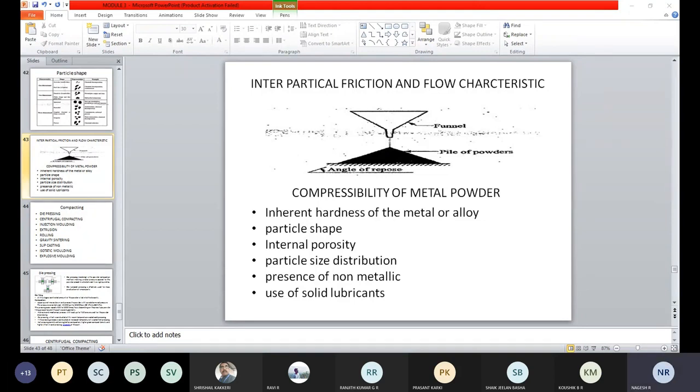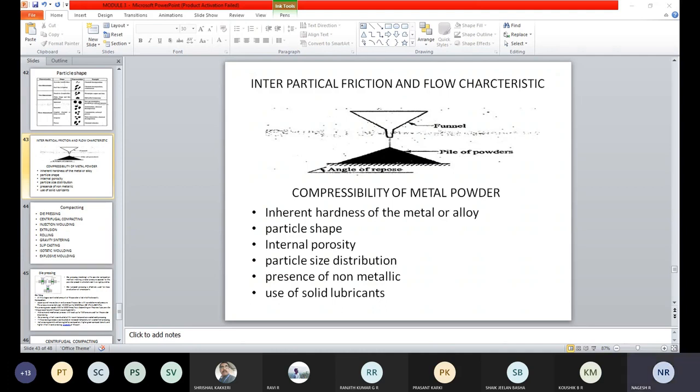In this inherent hardness of the metal or alloy, the powder particles undergo considerable deformation. Here the powder particles undergo deformation during pressing, and this has a strong influence on the compressibility which takes place when it is undergoing the pressing process. So in the first point, inherent hardness of the metals or alloys, the powder particles undergo deformation during the pressing process, and it has a strong influence on the compressibility.